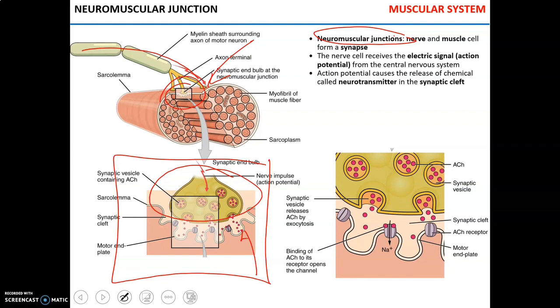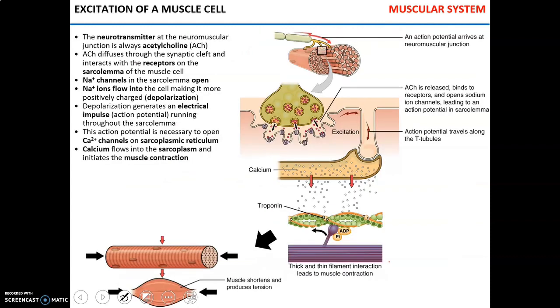Neurotransmitter diffuses across the synaptic cleft and binds to the receptors on the muscle cell, the so-called motor end plate, and that binding opens the channels, allowing sodium ions to flow into the cell, and that leads to the excitation of the muscle cell and essentially a contraction. So acetylcholine, as we already mentioned, is the neurotransmitter at the neuromuscular junction, and interestingly enough, it's always acetylcholine. There are no exceptions. It's always acetylcholine that diffuses through that synaptic cleft.